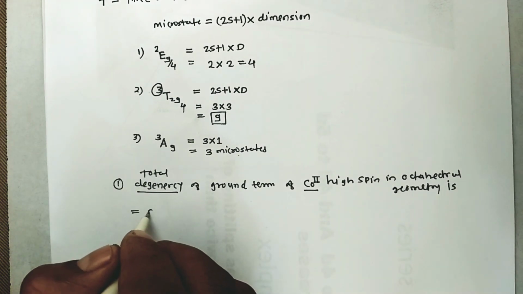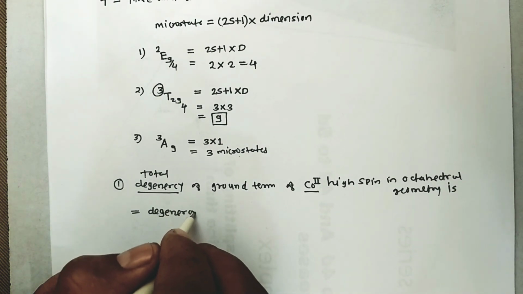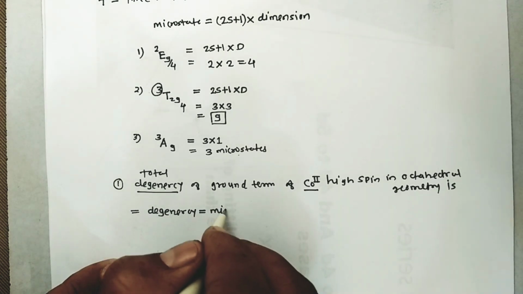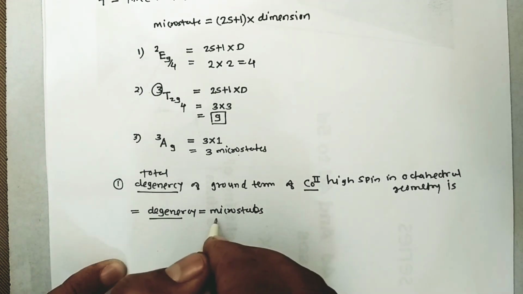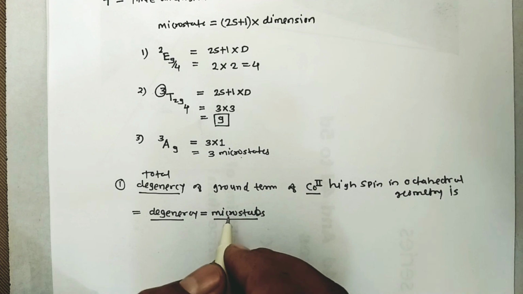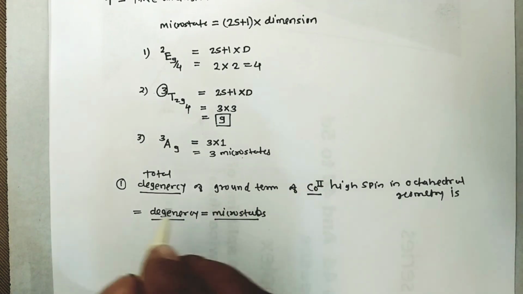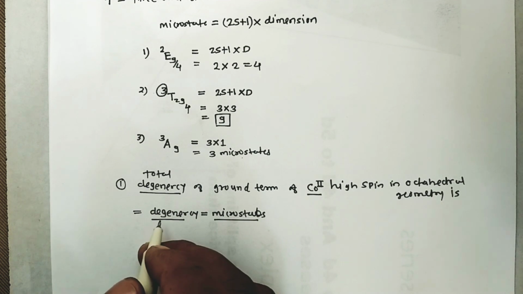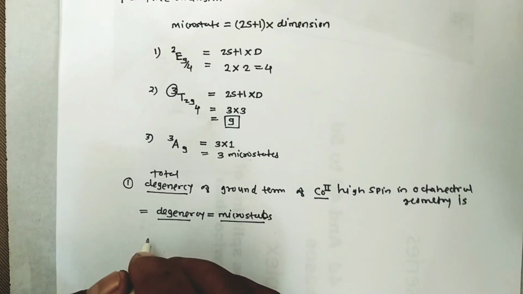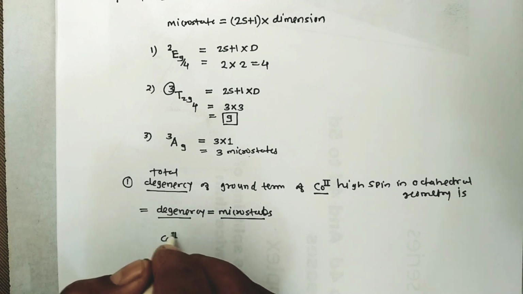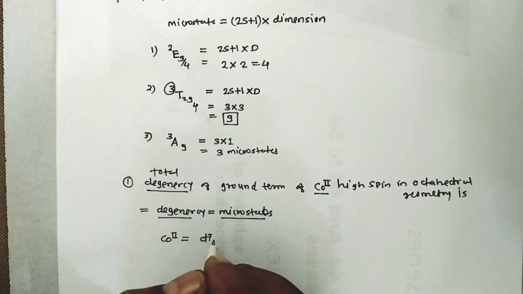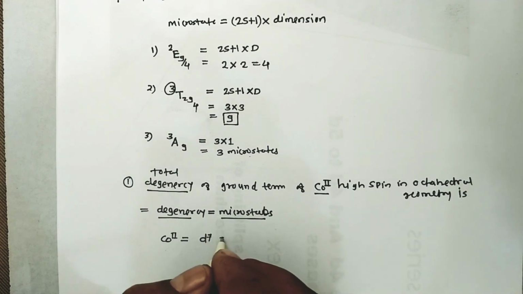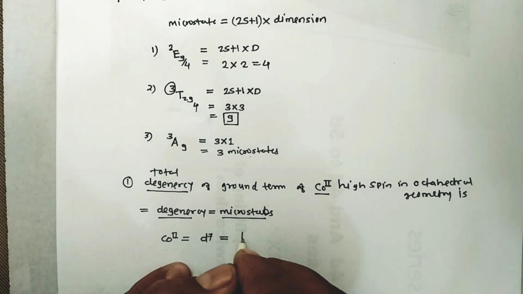Degeneracy is nothing but equal to the number of microstates. So whenever the word degeneracy comes, you should know that it is microstates. Only the word is changed. We should know the complex is Co2+ high spin, therefore for Co2+ the electronic configuration is d7, and as the complex is high spin, the distribution of electrons is t2g5 eg2.